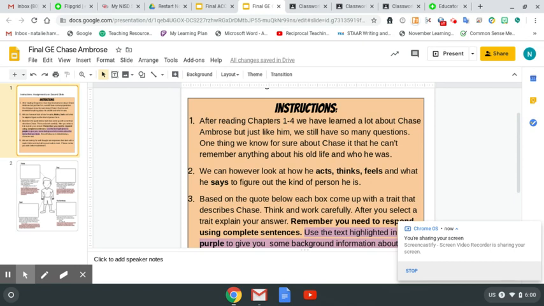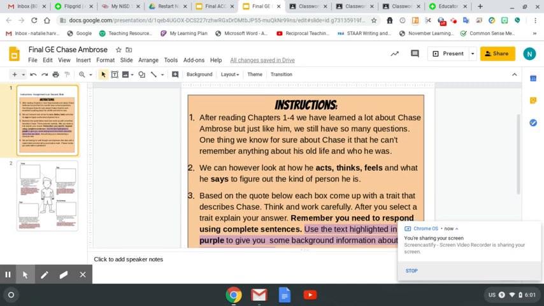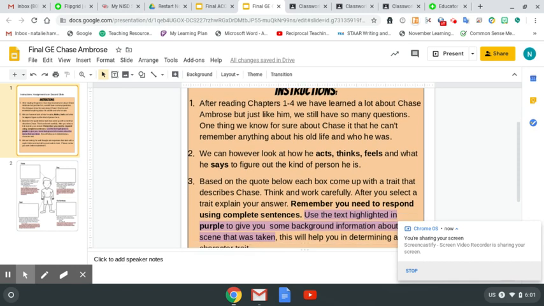And so after reading chapters 1 and 4, we have learned a lot about Chase Ambrose, but just like him, we still have so many questions. One thing we know for sure about Chase is that he can't remember anything about his old life. We can look at how he acts, how he thinks, how he feels, and what he says to figure out what kind of person he is.